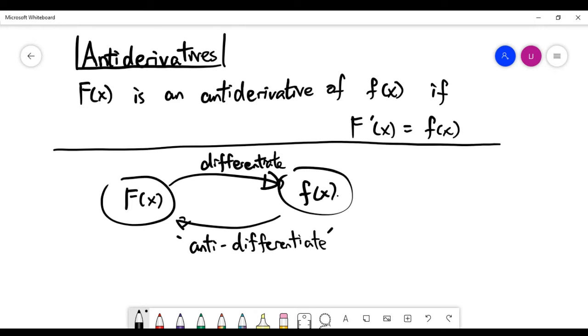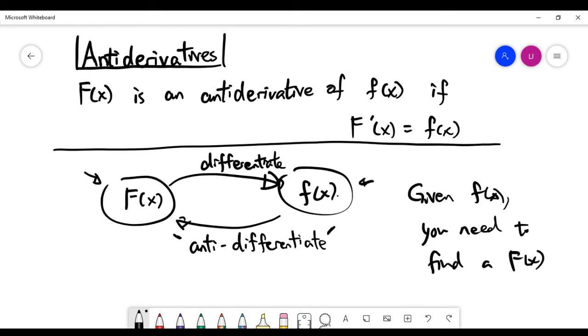The big F is on the left-hand side, you see. If you differentiate the big F, you'll get the small f. And if you want to get from the small f to the big F, you can do a process called anti-differentiation, which is exactly the opposite process to the differentiation you are used to. Usually you are given a function small f, and you need to find a big F, which is what we call the antiderivative. Let's look at some examples.